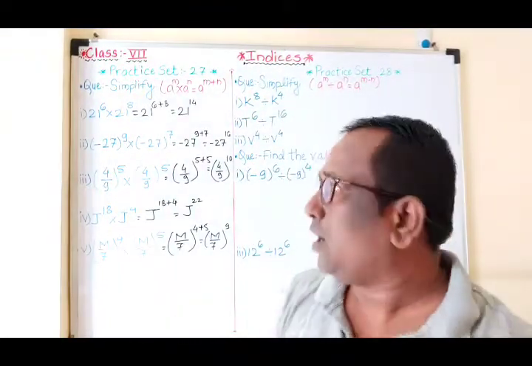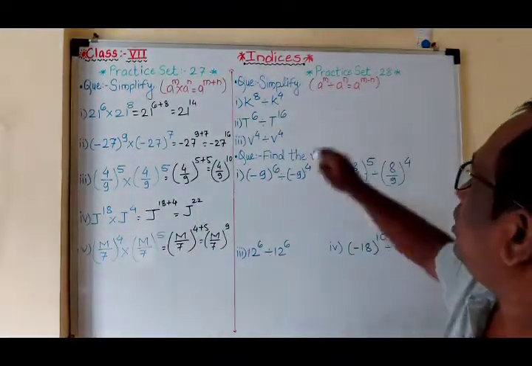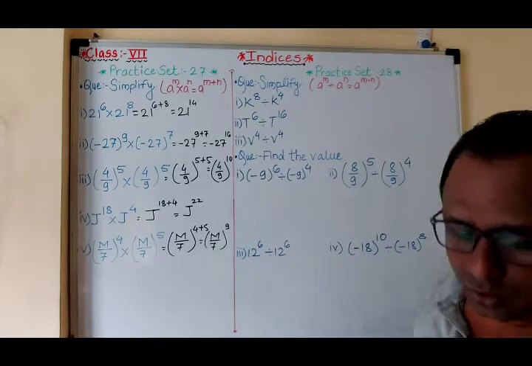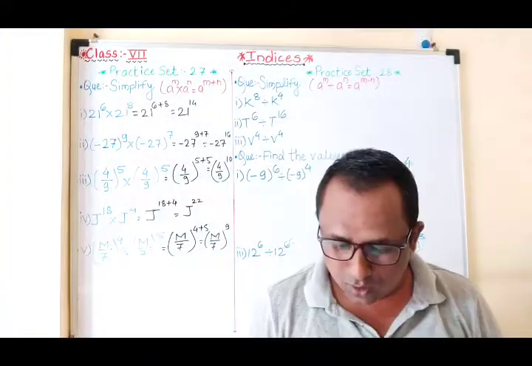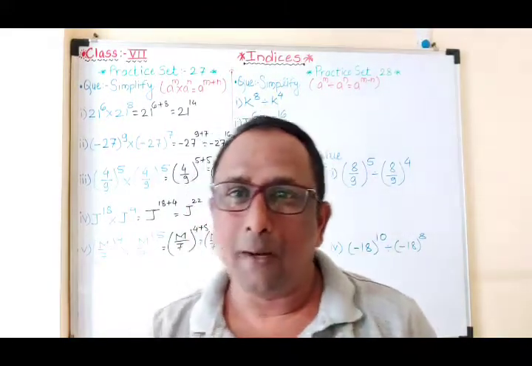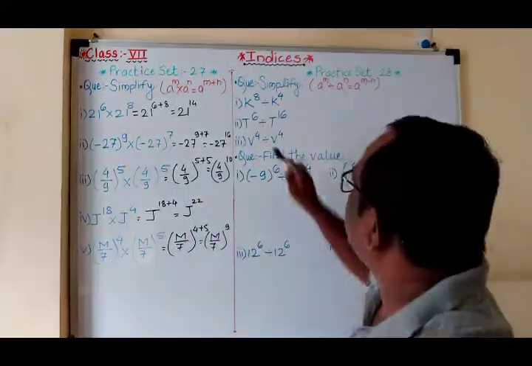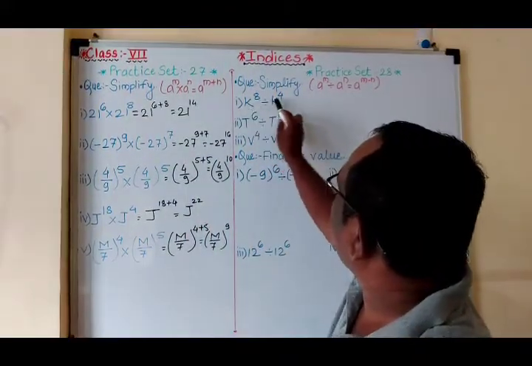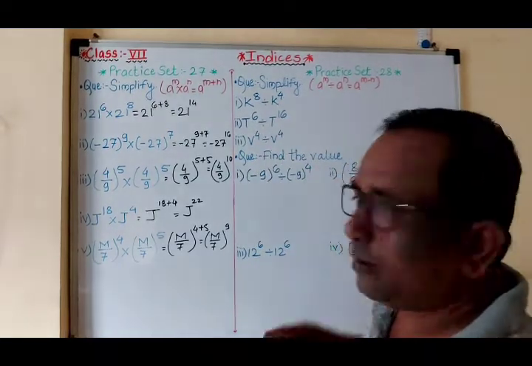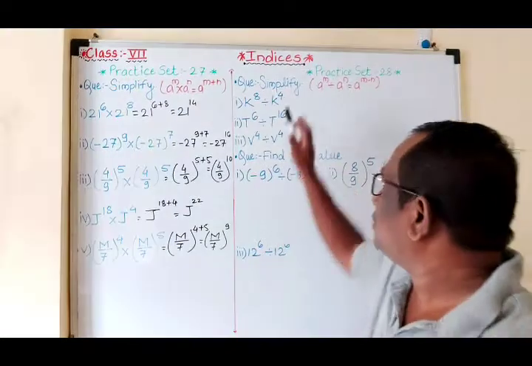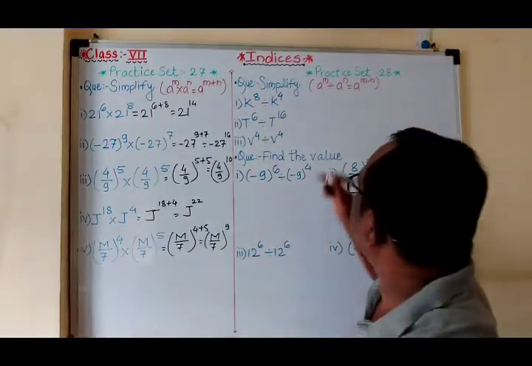Very simple. Now we'll move to practice set number 28. Practice set number 28 also depends on the division of indices of the same base. Now see here, the bases are the same, k here is the base, and question number 2 is a little bit different. We will find the value. So let's solve this one first.